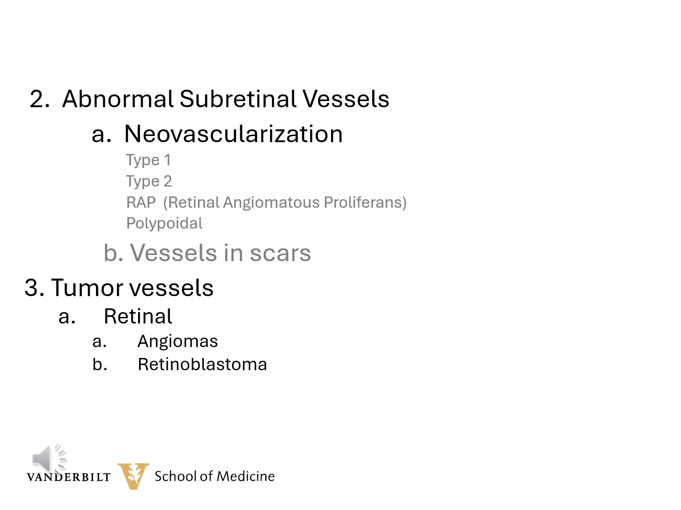You can also get hyperfluorescence from tumor vessels. They can be either retinal or in the choroid. The two classic for the retina would be angiomas and also retinoblastomas.